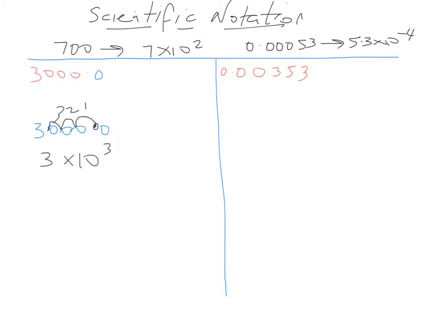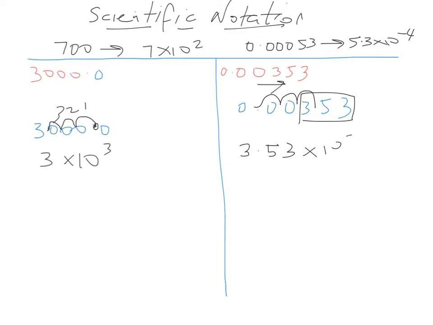Okay, so I'm going to rewrite this, give myself a little bit more space. 0.00353, and now, like I said, I'm going to move the decimal point. So 1, 2, 3. I've moved it 3. So we write this number 3.53 times 10, and because we moved our decimal point to the right, it becomes negative 3. Here we moved it to the left, so it's a positive 3. So that's the way we go about converting.